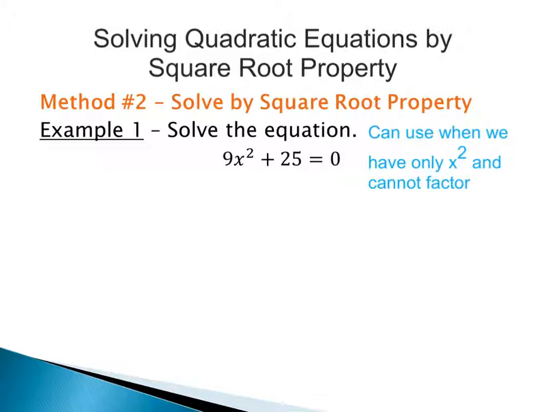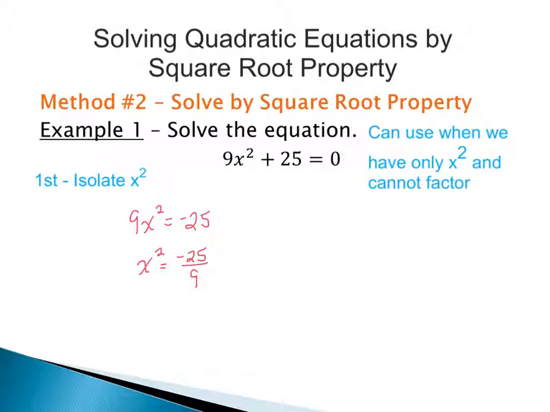So in order to solve this using the square root property when it's in this form, first we want to isolate that x squared, so get the x squared by itself. So what that means is that I'm going to move over the 25. So when I move it over, I'm going to be left with 9x squared equals negative 25. Continuing to isolate the x squared, I would need to divide both sides by 9, which means we would be left with x squared equals negative 25 over 9.